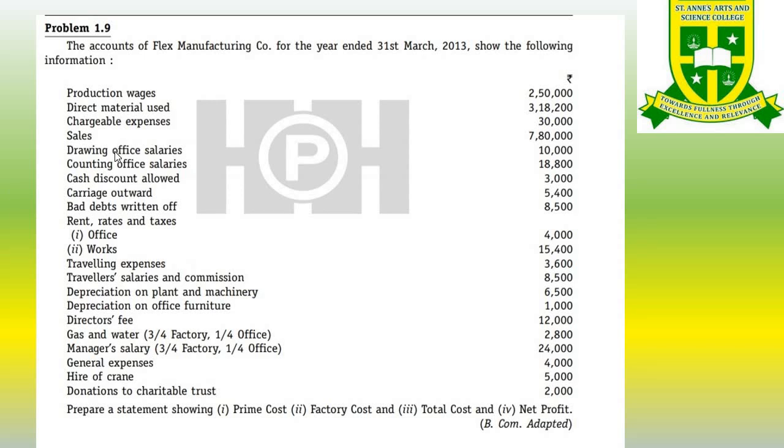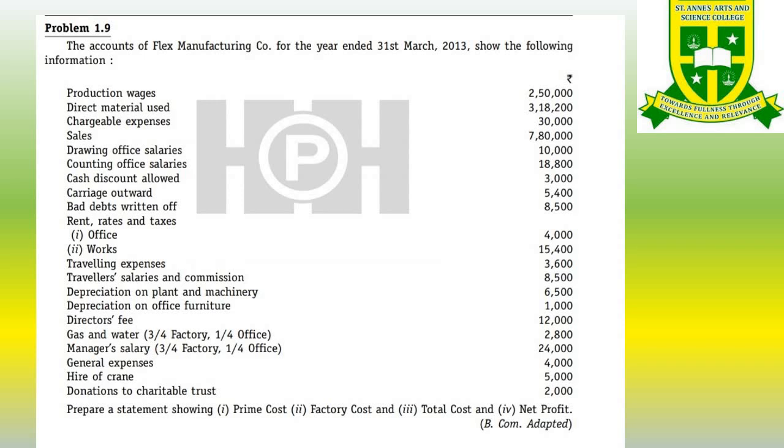The next one is accounting office salary. What do you mean by accounting? We count the money. Who will count the money in the office? The accounting person will do all the accounting activities based on the money transactions. So the accounting work will be done by the accounting department. Where will the accounting department work? In the office. So the accounting office salary will be shown as office and administrative overhead.